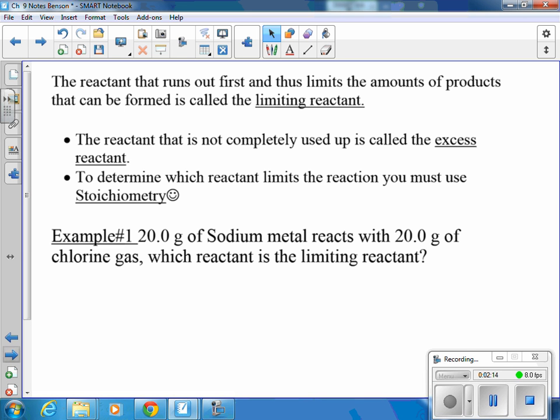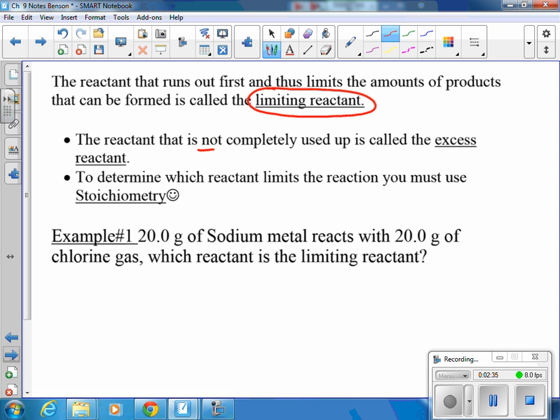So what is it? The reactant that runs out first and thus limits the amount of products that can be formed is called the limiting reactant. Just like our sandwiches, the meat was our limiting factor of how many sandwiches we can make. The reactant that is not completely used up is called the excess reactant. So in our example, that would be bread and cheese. Now to determine which reactant limits the reaction, you must use our smiley face here, lovely stoichiometry. And so that's what we're going to start with.